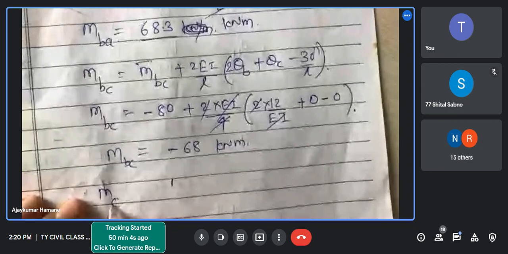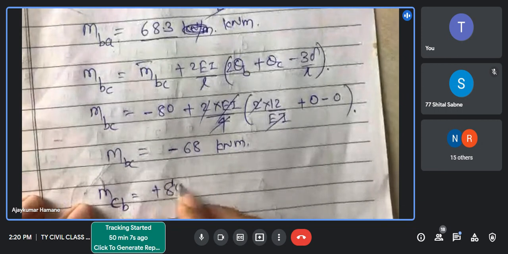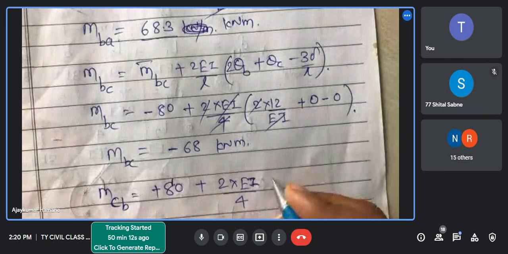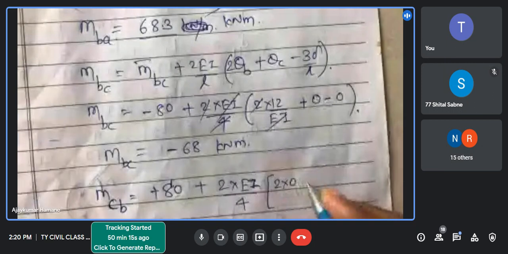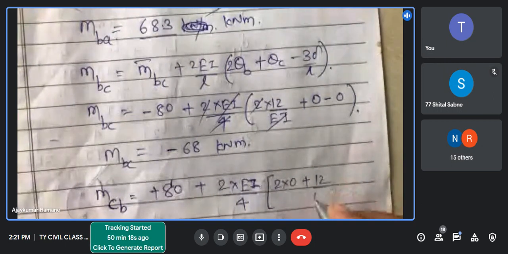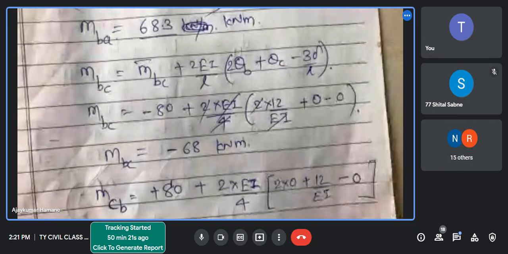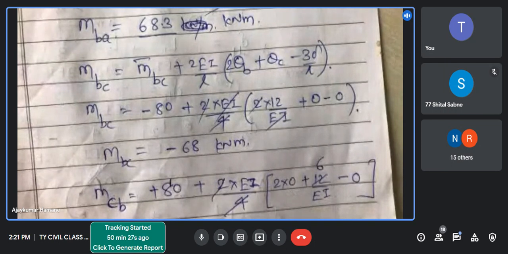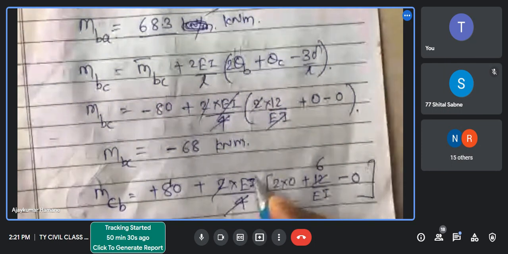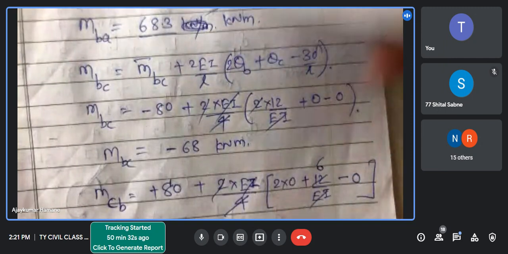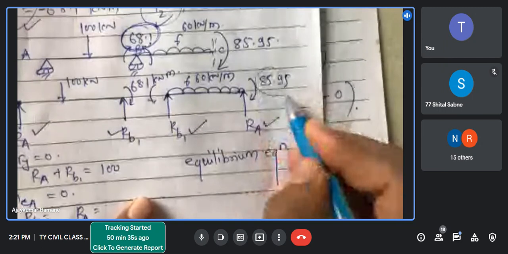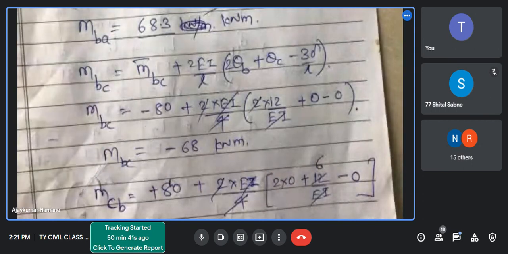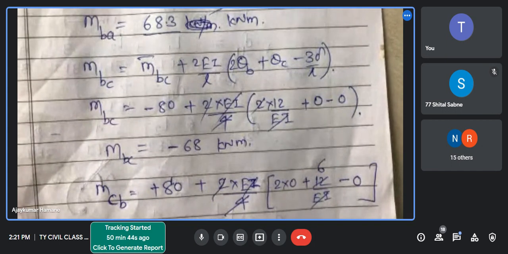Now the last moment MCB, plus 80. I will write now 2 into EI divided by 4, 2 theta C, 2 into 0, plus theta B, that is 12 divided by EI, minus 0. 86 kilonewton meter. Just check. As per the flexibility method also we got 86, correct? Here also we got 86.